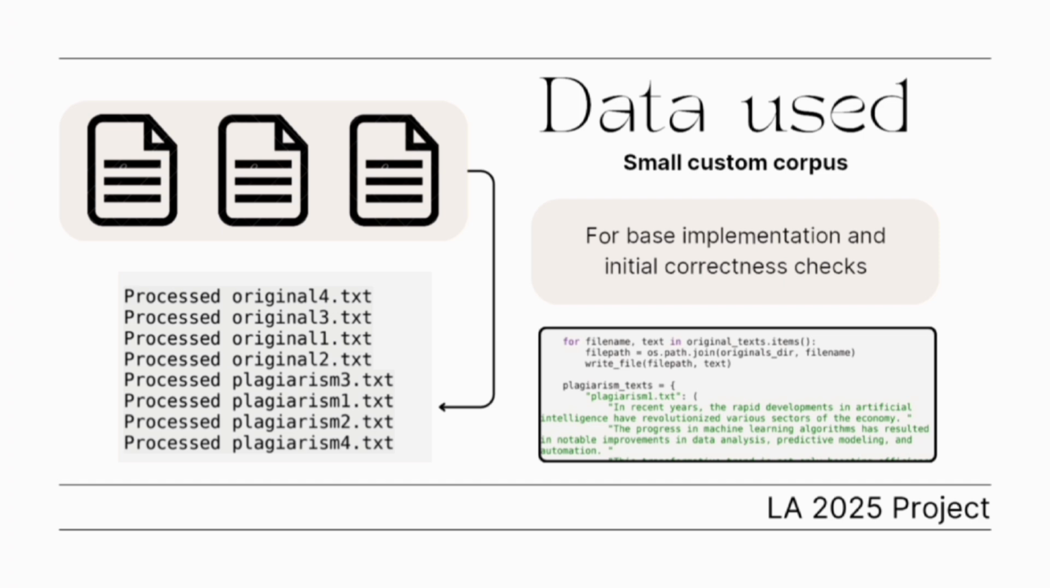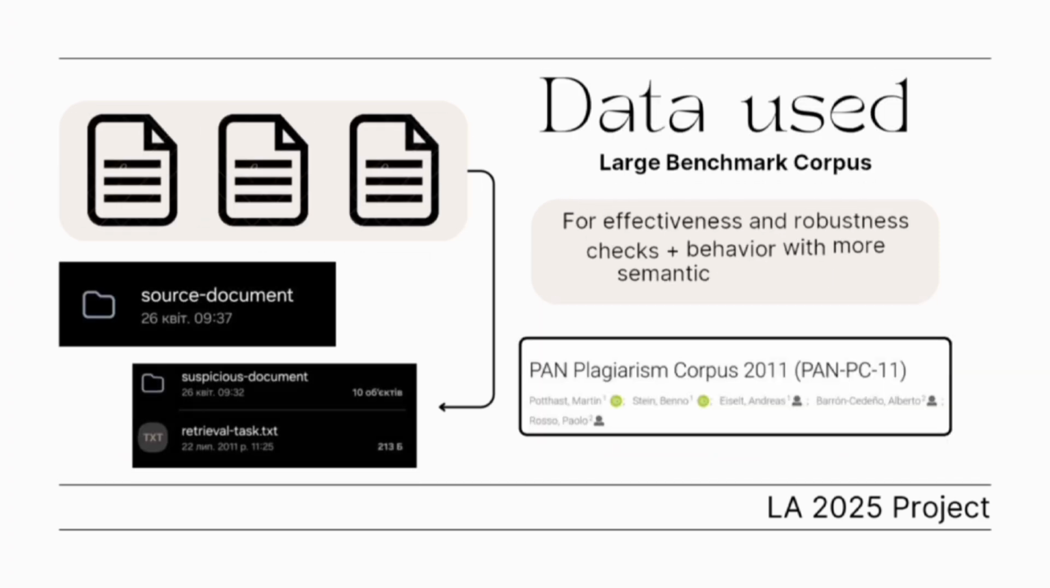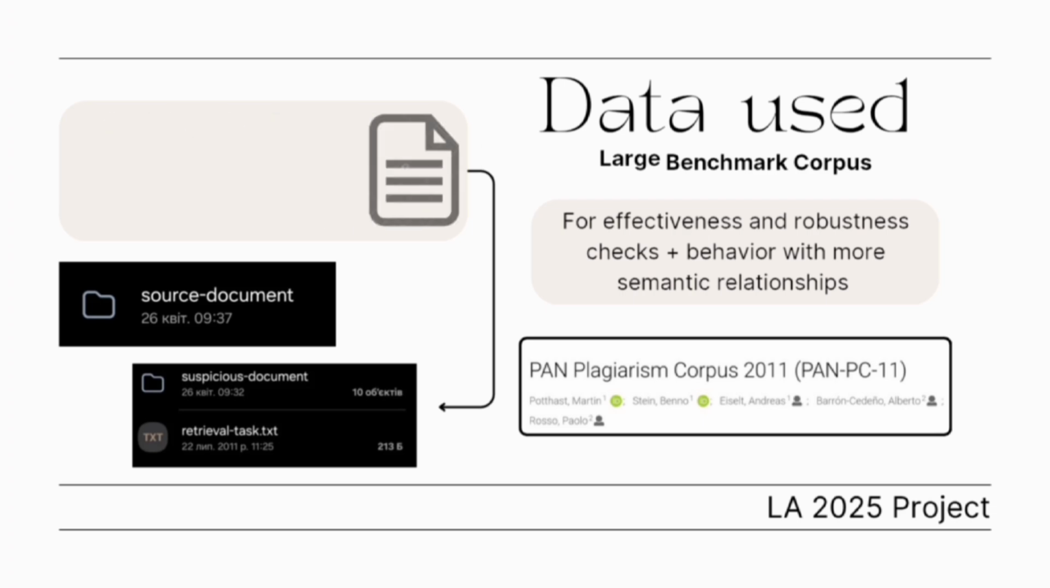One of them, initial, is a small and custom-created corpus which contained about 8 originals and 8 plagiarisms of various degrees. Then a benchmark dataset, the PAN plagiarism corpus 2011, with a similar structure, but a much larger size, to see if larger amounts of unique words and sentences would really help with synonym detection.